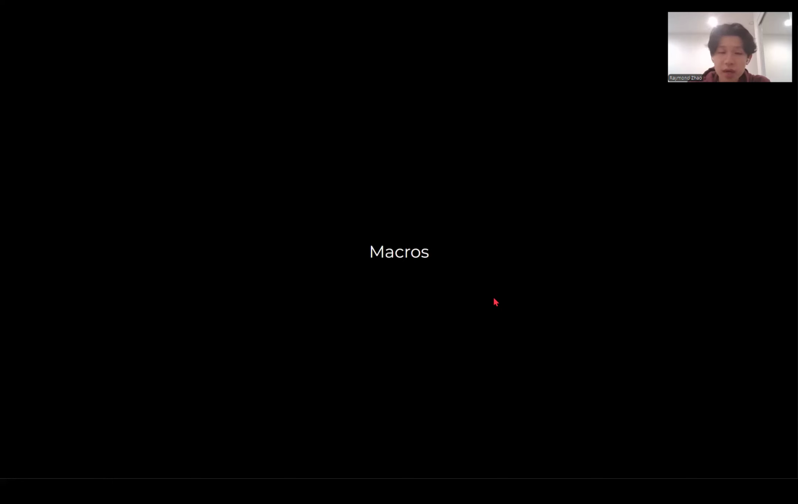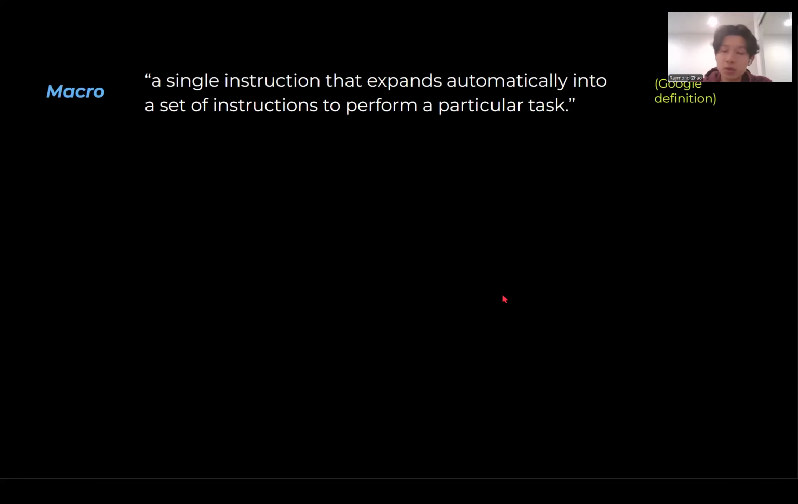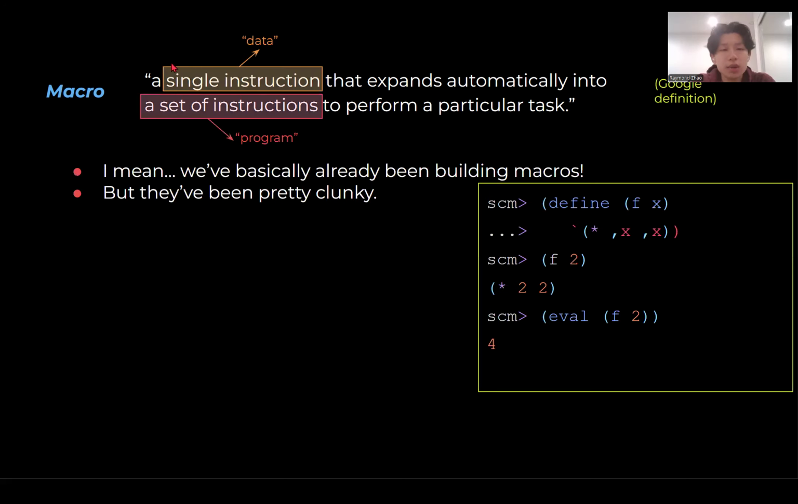Okay, so we are ready for macros. Let's see what Google says a macro is. A macro is a single instruction that expands automatically into a set of instructions to perform a particular task. Pretty solid definition, right? That single instruction is like our data, and then when we evaluate our data, it's going to expand out into a set of instructions, the code that will actually produce our behavior.